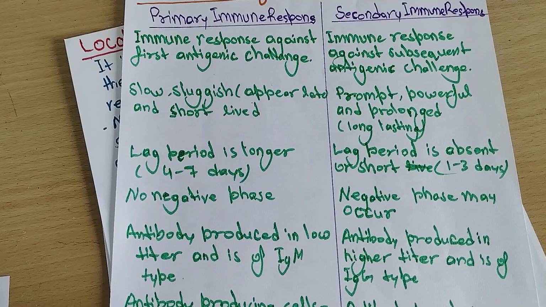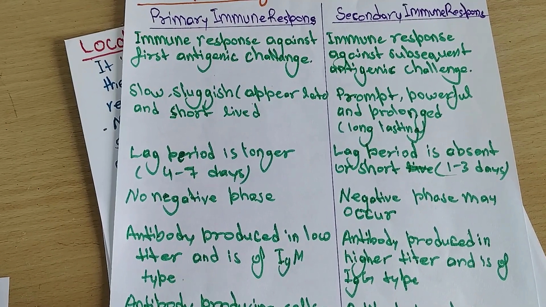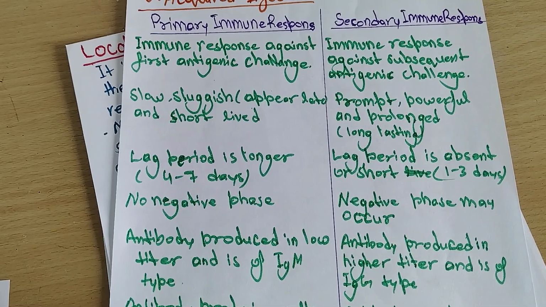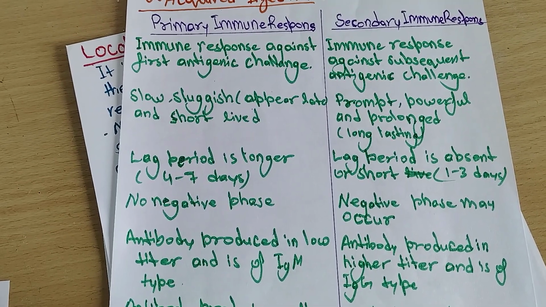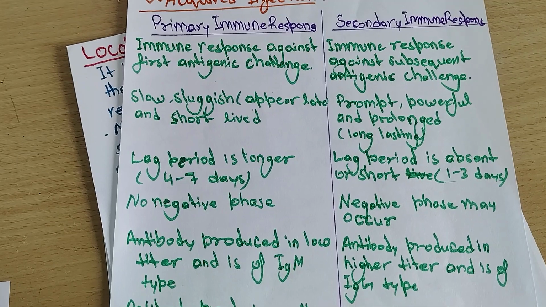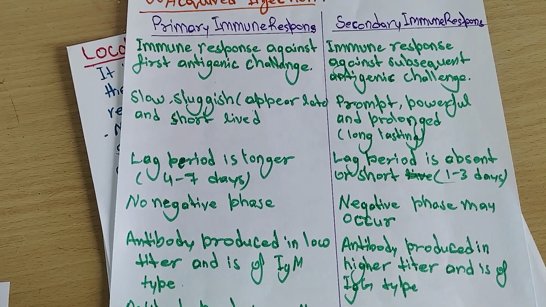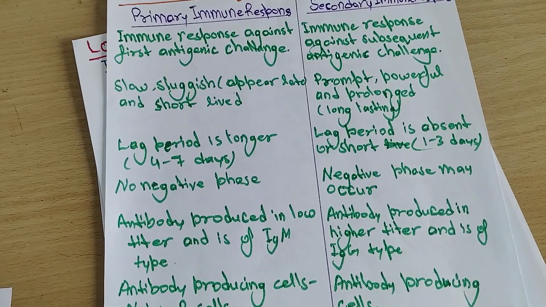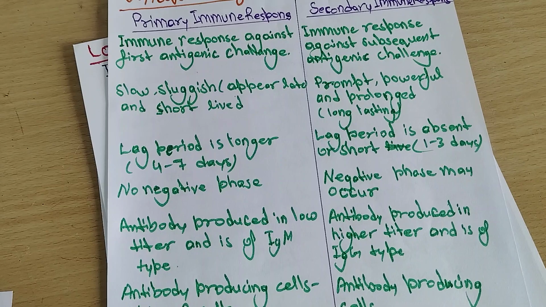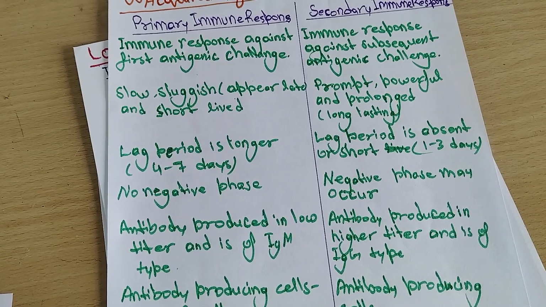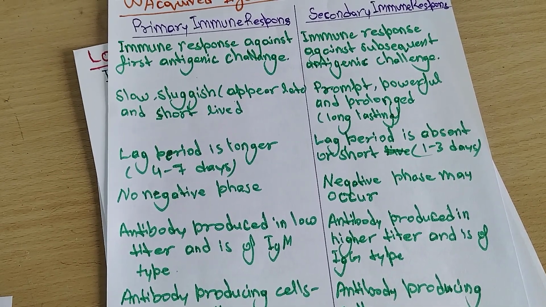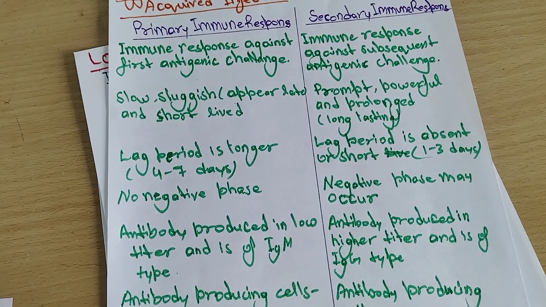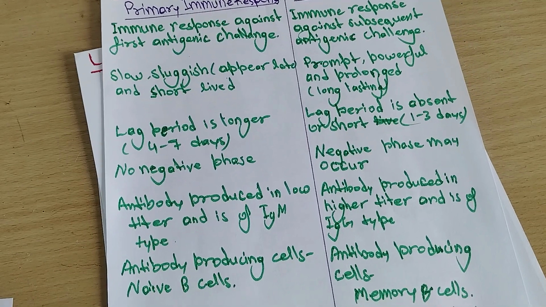Lag period is longer in case of primary immune response, which is 4 to 7 days. Lag period is either absent or very short, like 1 to 3 days, in case of secondary immune response. In primary immune response, no negative phase. In secondary immune response, negative phase may occur. Antibody is produced in low titer and is of IgM type in primary immune response. Antibody is produced in higher titer and is of IgG type in secondary immune response.